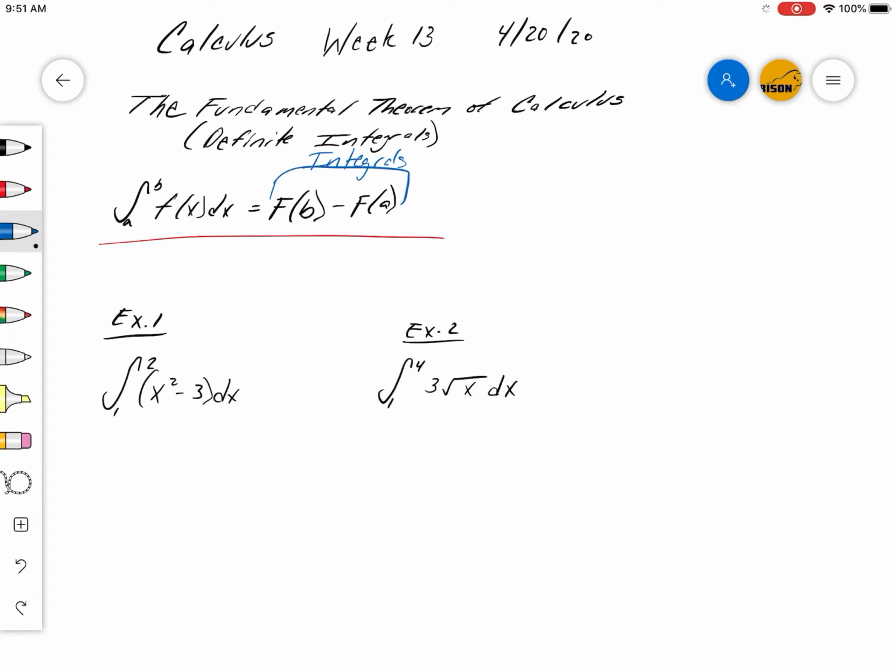Basically, we're going to take the integral, plug b in, then subtract, plugging a in. It is not that bad. We should be able to get it done here. Let's take a look at example 1.